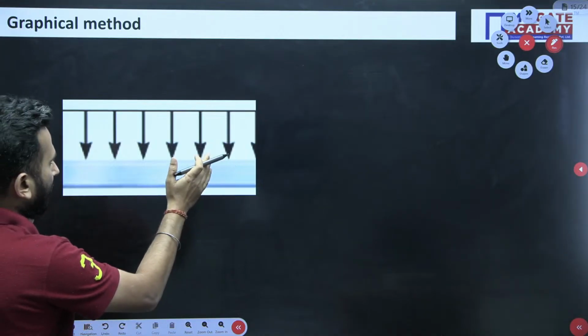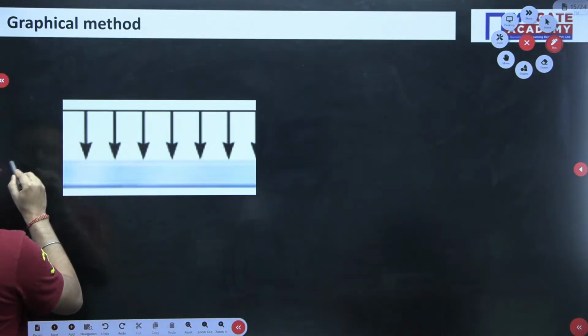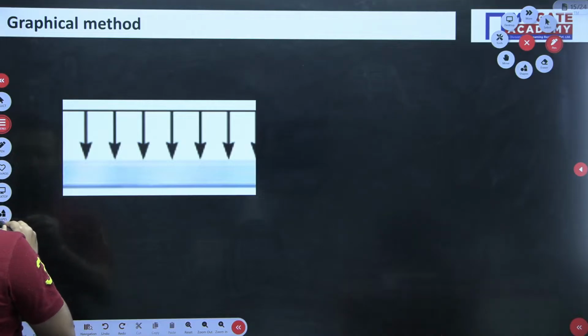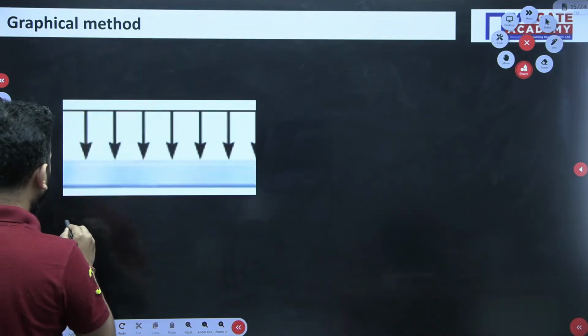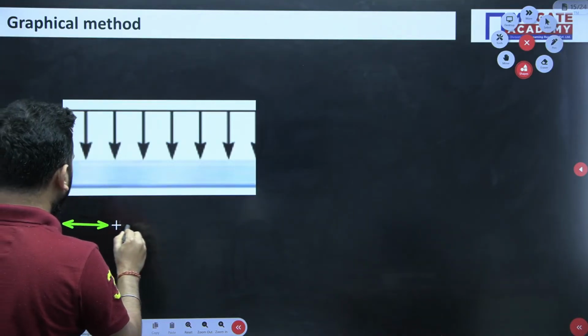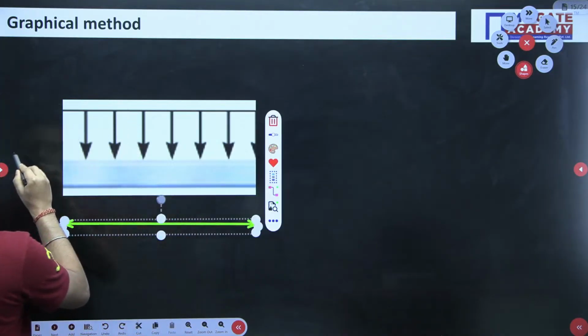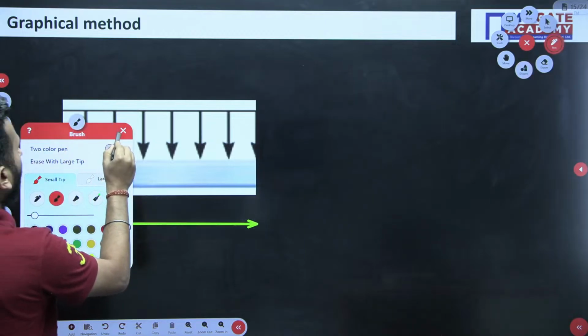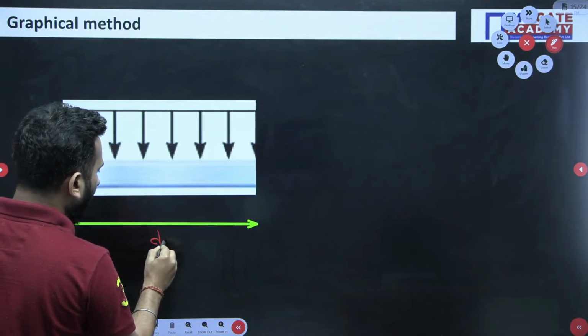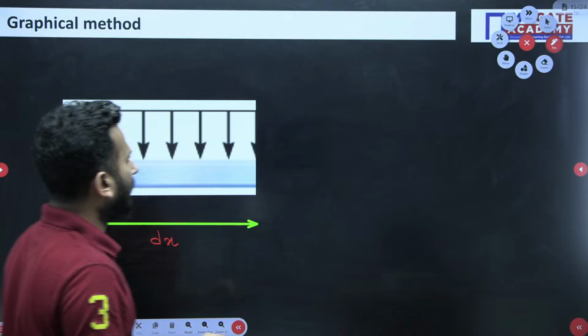Now we have to consider this part. Obviously I am enlarging it, but it is not that much enlarged. So the distance over here is dx.